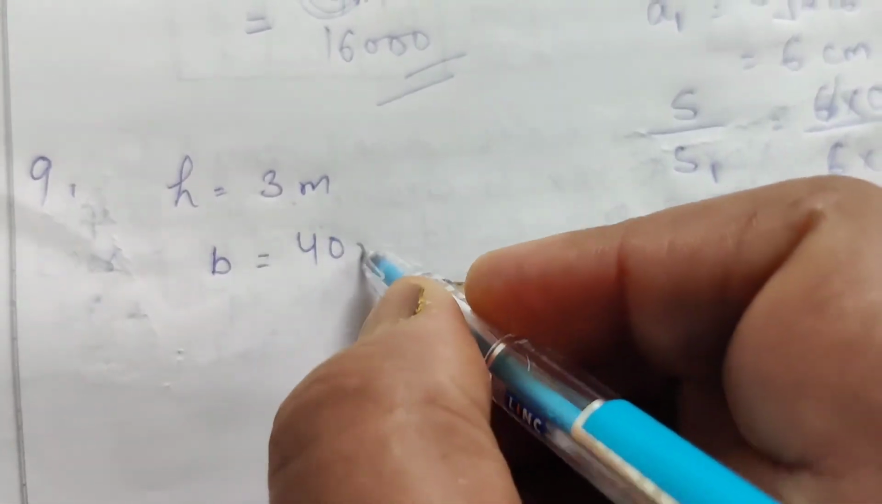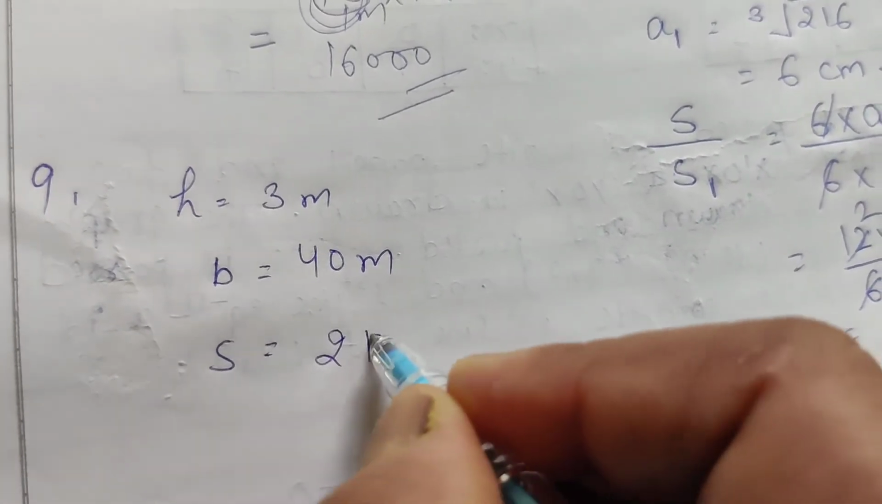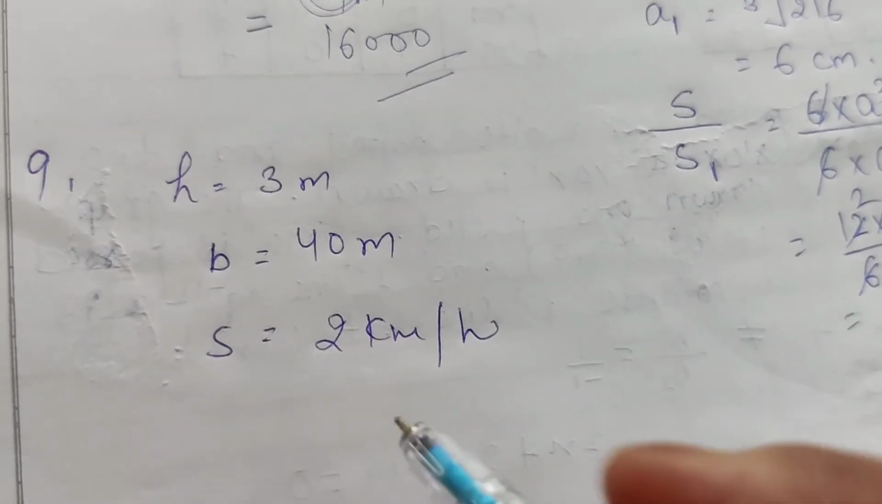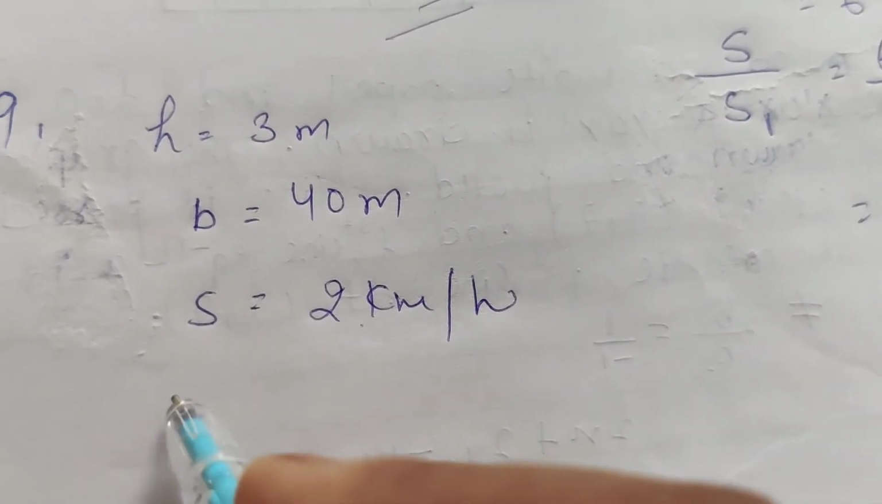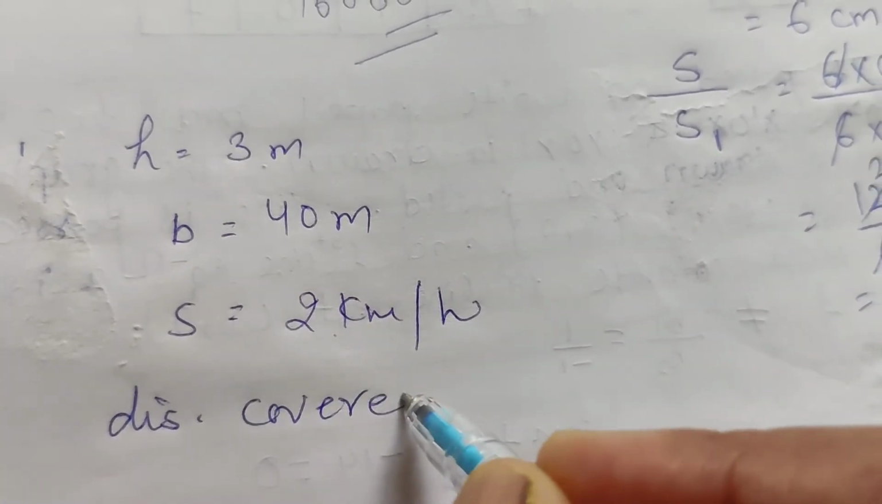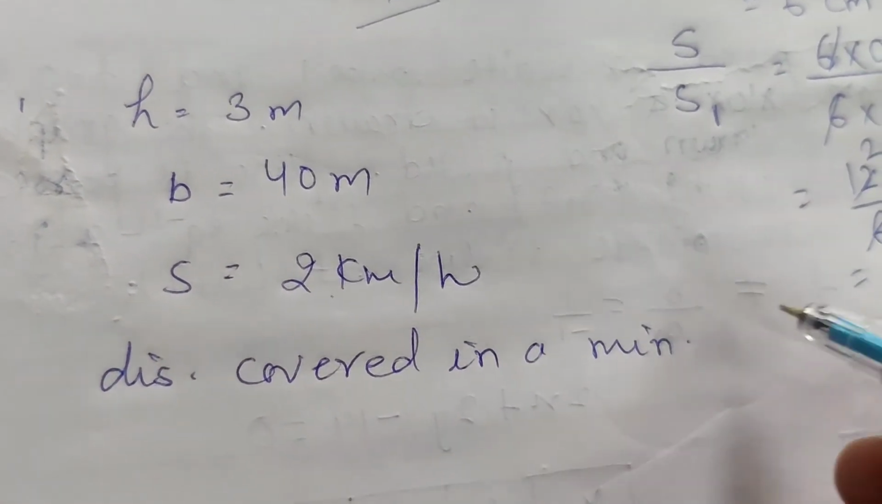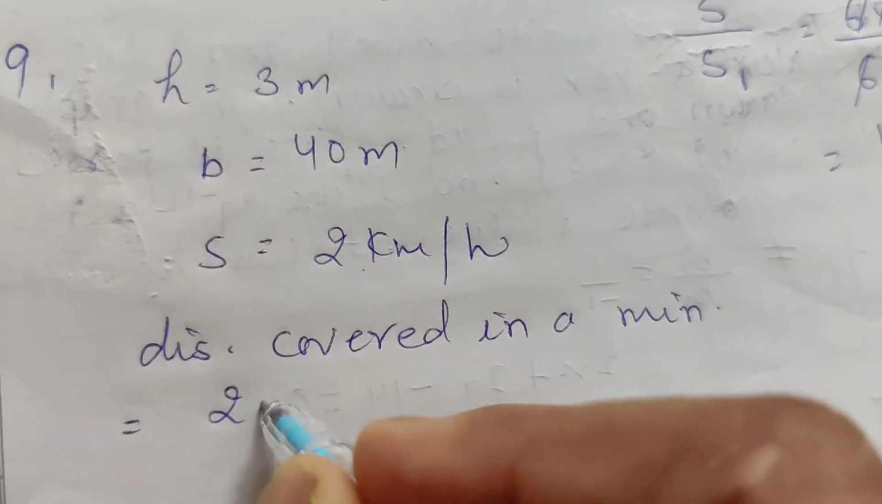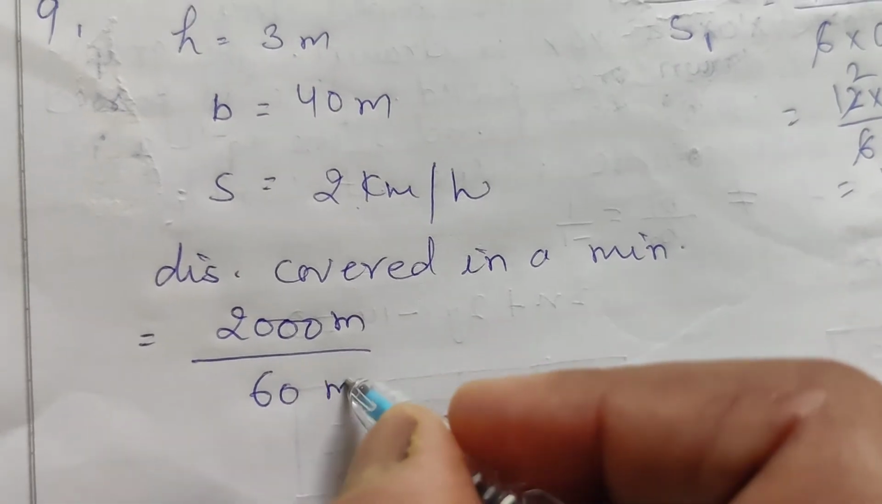And breadth equal to 40 meter. Now the speed of water is equal to 2 km per hour. The distance covered in 60 minutes is 2 km. It means the distance covered in a minute. The distance covered in a minute, it means 2 km, that is 2000 meter, by 60 minute.